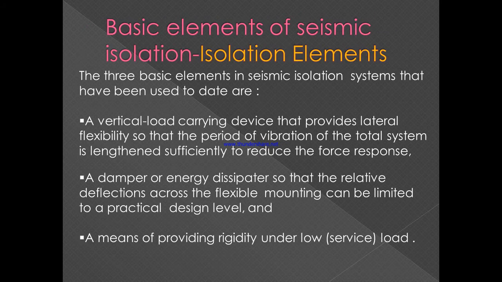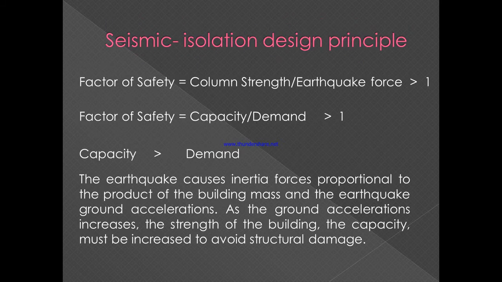Then next are the basic elements of isolation. The first is the vertical load carrying devices that provide the lateral flexibility so that the period of vibration of the total system is sufficiently lengthened to reduce the force response. Then the damper or energy dissipator, so that the relative deflections across the flexible mounting can also be limited. Then the means of providing rigidity under low service load. If you consider the factor of safety, the column strength upon earthquake force must be equal to 1.